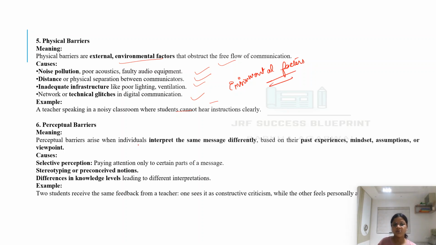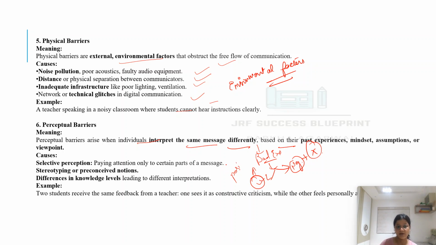Coming to perceptual barriers, they arise when individuals interpret the same message differently based on their past experiences, mindset, assumptions, or viewpoint. Now, suppose some incident took place and you had a bad experience in the past. Maybe one person can take it as a lesson that I will not repeat this again. That can bring positivity, whereas the other person can take it negatively and will avoid doing those things. So the bad experience can be perceived by two people differently. One can take it in a positive way and the other in a negative way.